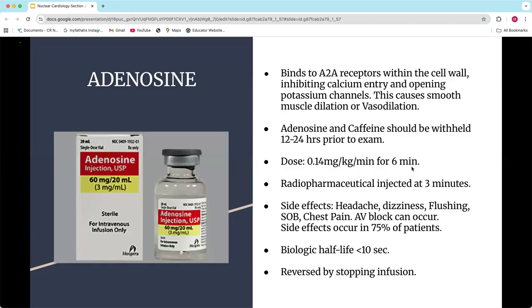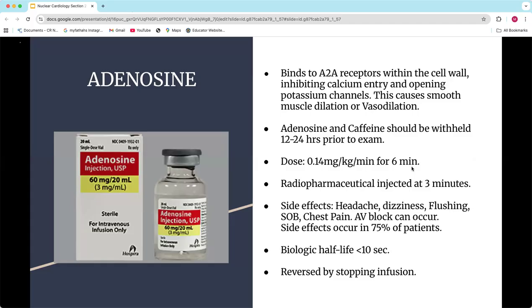The dose for this is 0.14 milligrams per kilogram per minute for 6 minutes. So typically what you have with adenosine is you have a little pump that you have set up and you draw in their dose. And basically what you have to do is you grab this much of a dose and then you have to take in enough saline that your pump goes to 6 minutes so that it will inject slowly over the 6 minute time period. Okay. Radiopharmaceutical is injected halfway into the injection, so 3 minutes in.